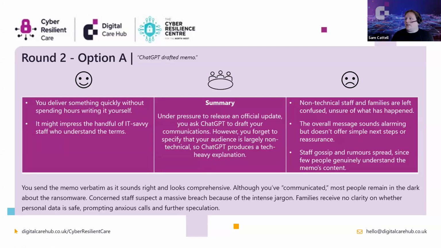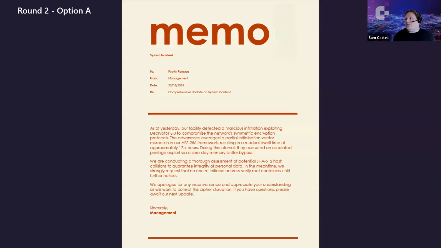The overall message sounds alarming, but doesn't offer simple next steps or reassurance. Staff gossip and rumors spread since people genuinely don't understand what the memo is talking about. So you send the memo verbatim as it sounds right and it looks comprehensive. Although you've communicated, most people remain in the dark about the ransomware. Concerned staff suspect a massive breach because of the intense jargon. Families receive no clarity on whether personal data is safe, prompting anxious calls and further speculation. So the memo could look something like this.